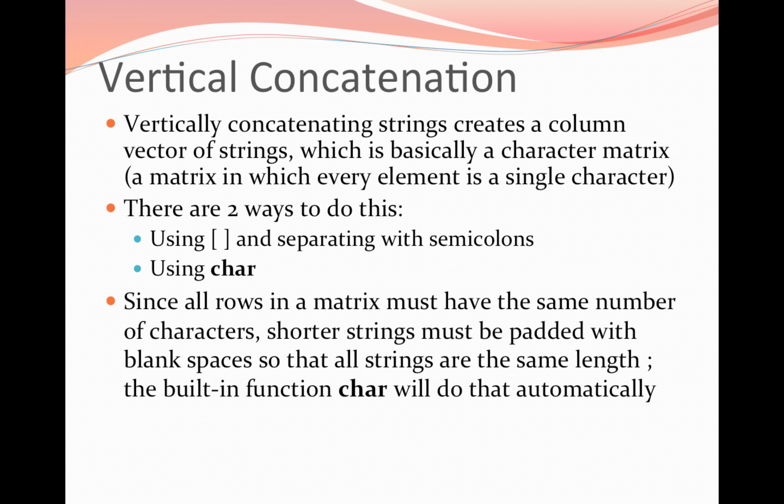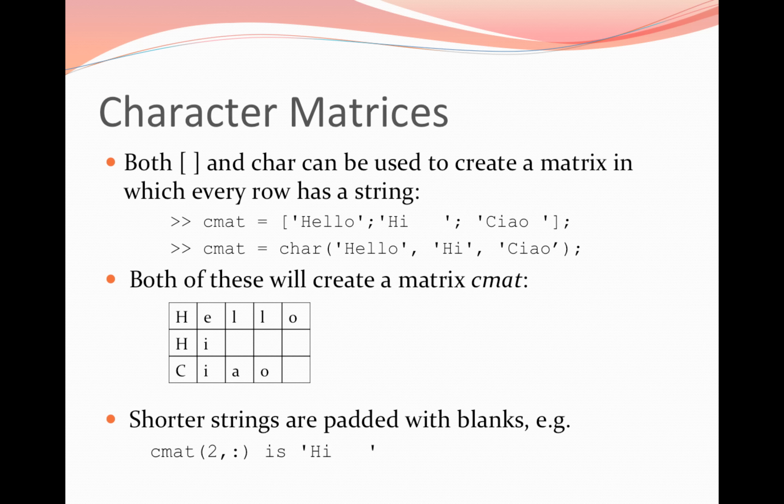It's important to remember that we're creating a matrix, and since all rows in a matrix must always have the same number of values, that means with a string matrix, all rows must have the same number of characters. So when you create the matrix, the shorter strings have to be padded with extra blank spaces at the end so that all the strings end up being the same length. The built-in function char will do that for you automatically. Let's look at some examples of that.